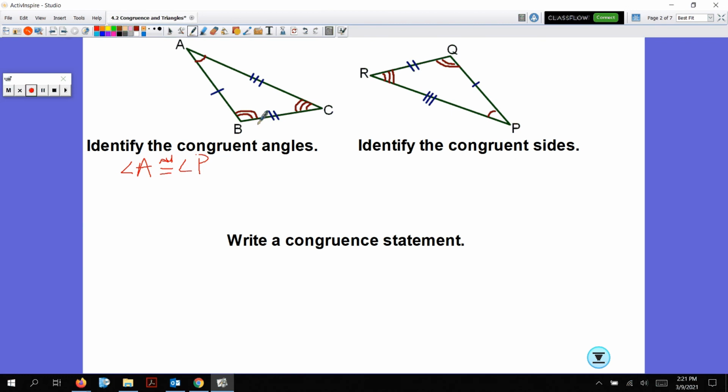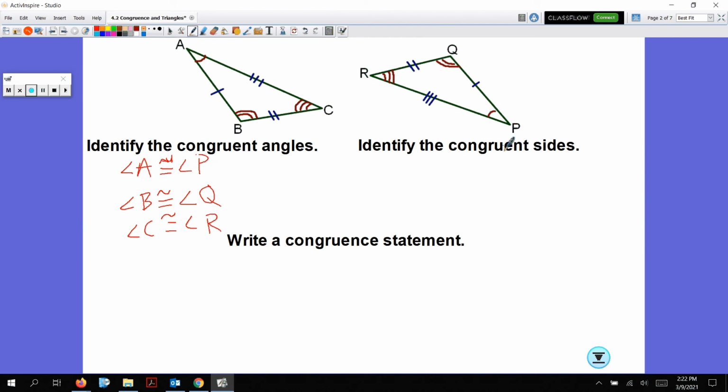Then I go to B, this has two marks. Angle B, and I look at my other figure, and I'm looking for two marks, and that is Q. So angle B is congruent to angle Q. Last one, angle C has three marks, so angle C is congruent to angle R. All right, those are all the angles. That's how we write those statements.